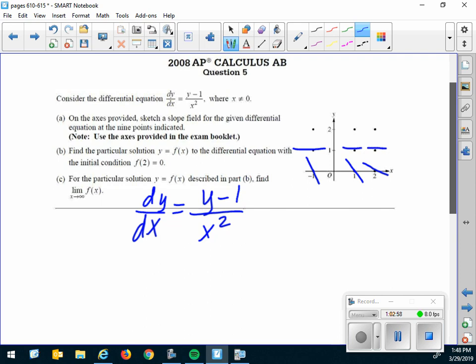And then 1 2, 2 minus 1 is 1 over 1 squared. 2 2 is 2 minus 1 over 2 squared. That's a fourth. And negative 1 2. That'll be 2 minus 1 over negative 1 squared.